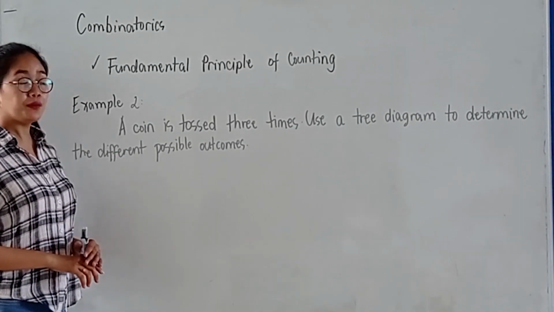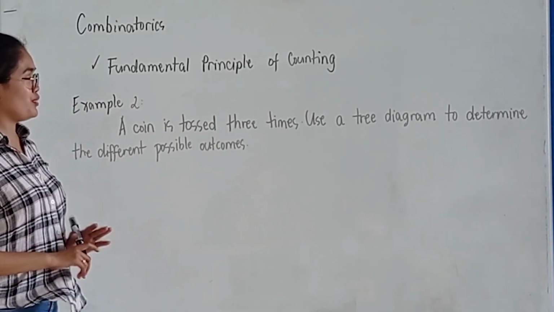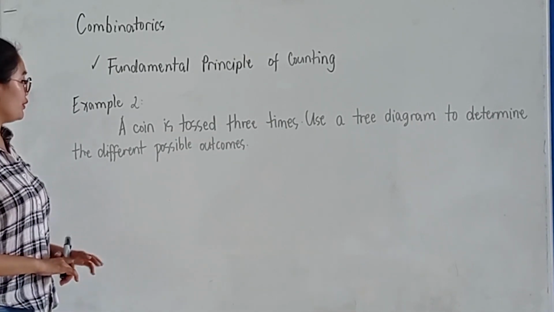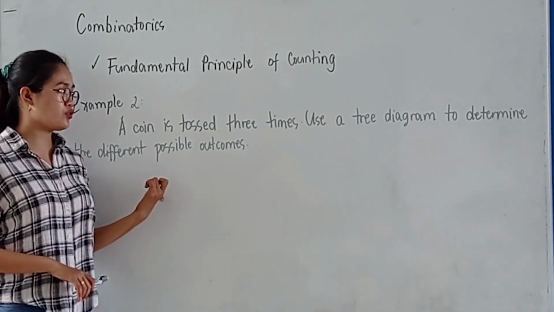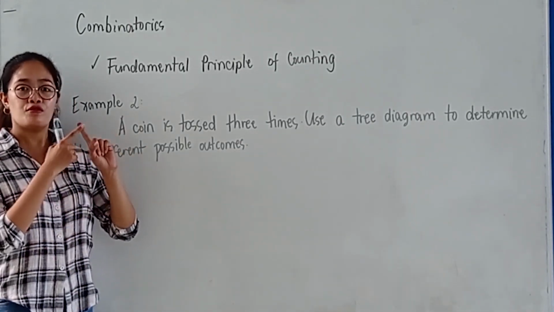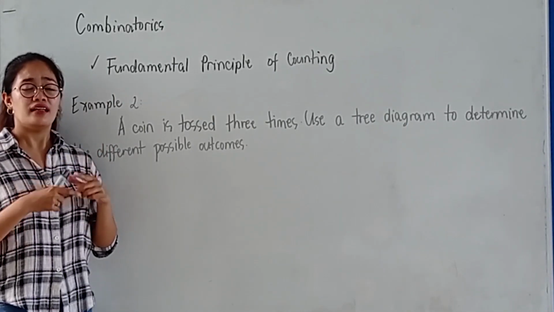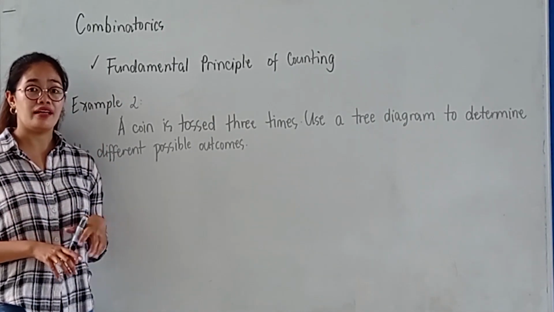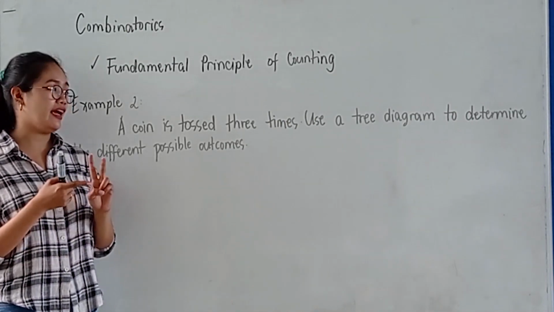For example number 2, a coin is tossed 3 times. Use a tree diagram to determine the different possible outcomes. This situation involves 3 steps: first toss, second toss, and the third toss. It is also important to take note that a coin has 2 sides, head and tail.